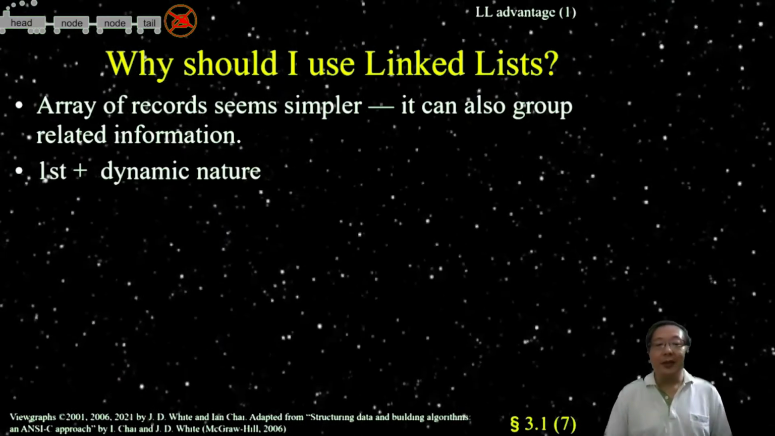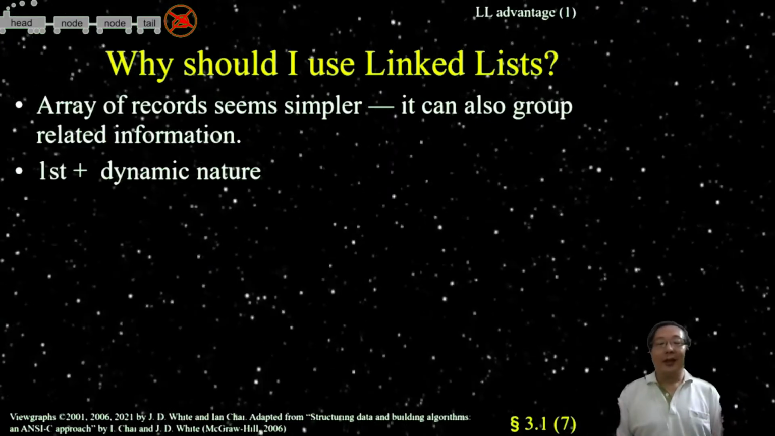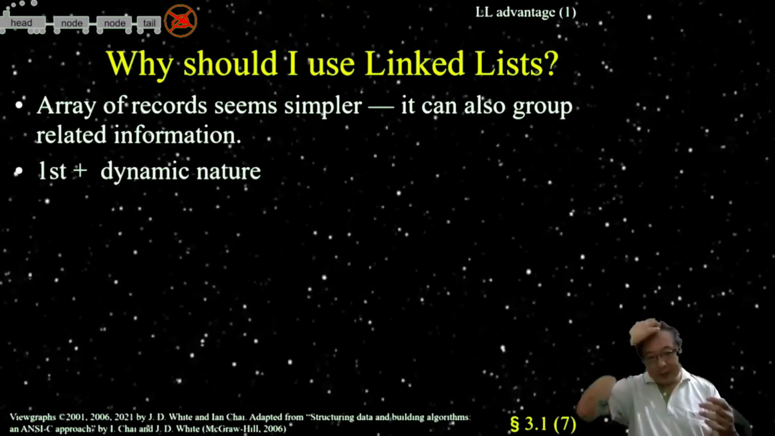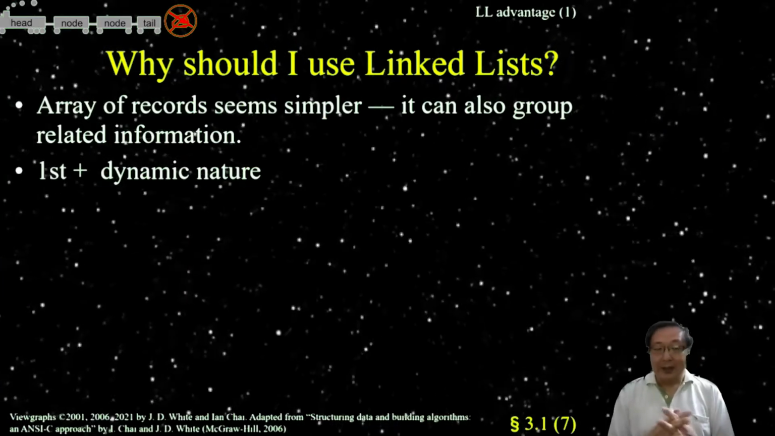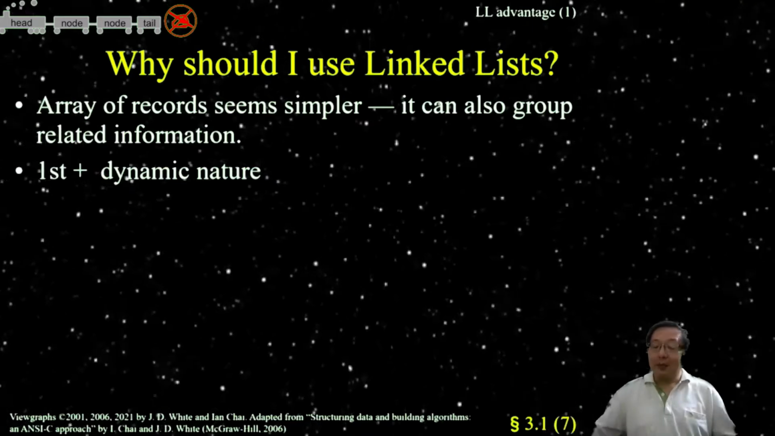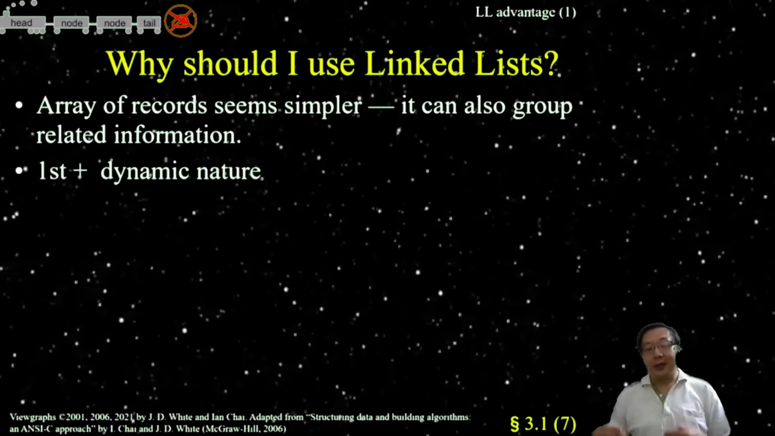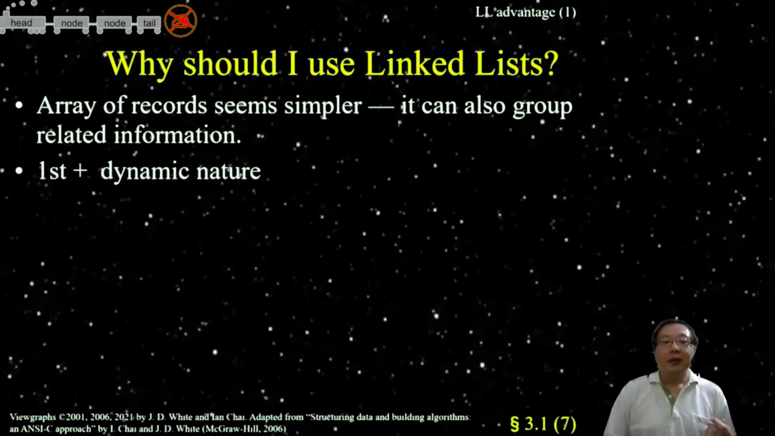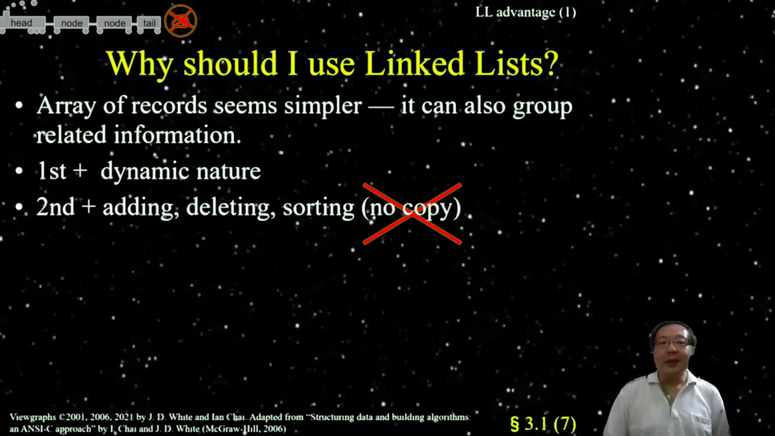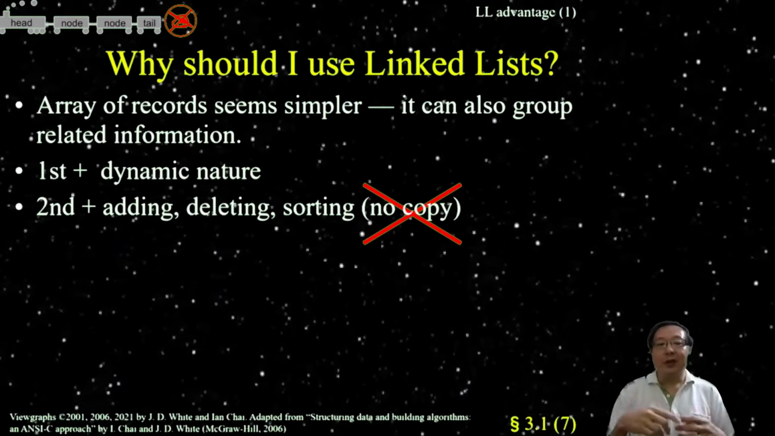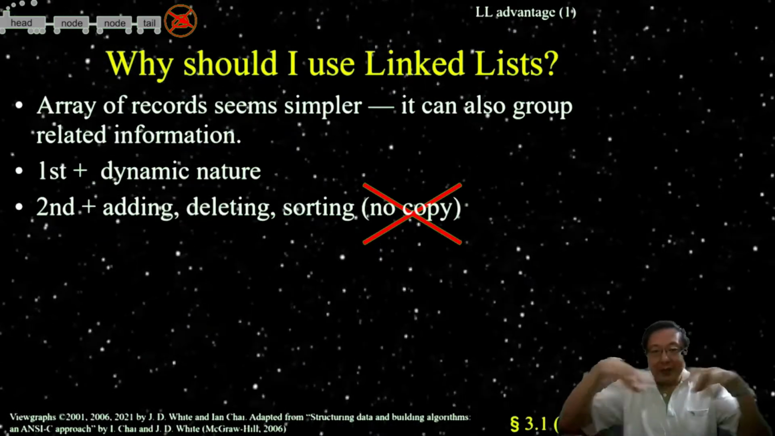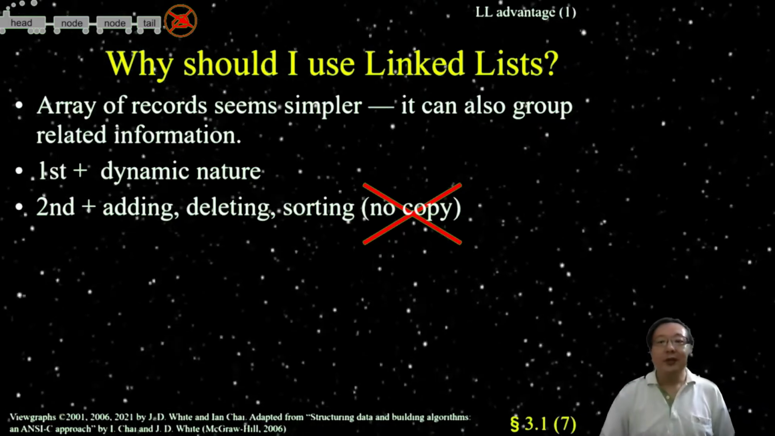Remember, we said array, once you allocate a size, that is the size. Even if you have the special dynamic arrays that you can reallocate as a bigger array, you still have to copy all the data over. And the other thing is that in a linked list, you can add, delete, and sort without copying. You can put things in between in the links. So what do we mean?